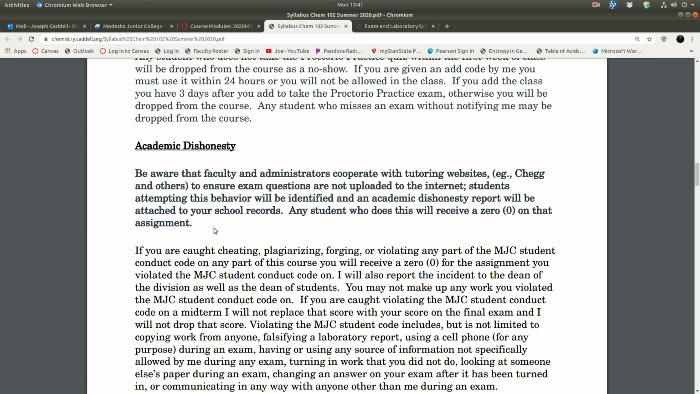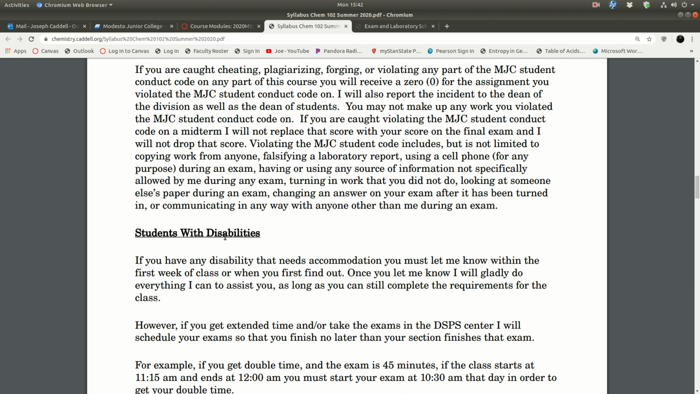So, academic dishonesty. Yes, we know about Chegg and Course Hero, all that stuff. Faculty and administrators monitor those websites. If anybody uploads exam questions to those, or any of these sites at all, we work with those websites to identify those students. They'll be identified, get a dishonesty report, and you'll get a 0 for whatever the exam is. So don't do it.